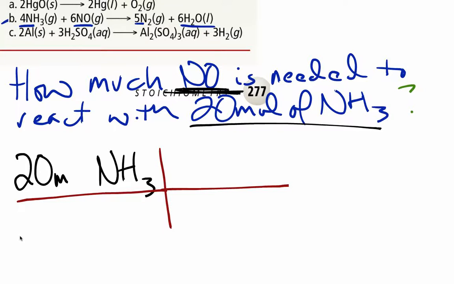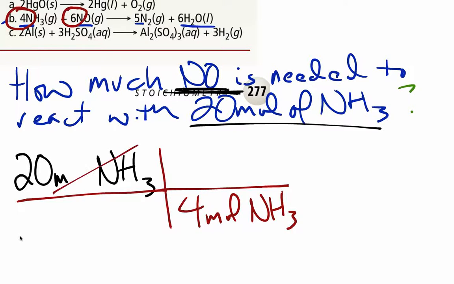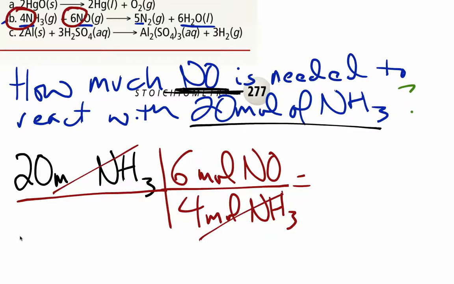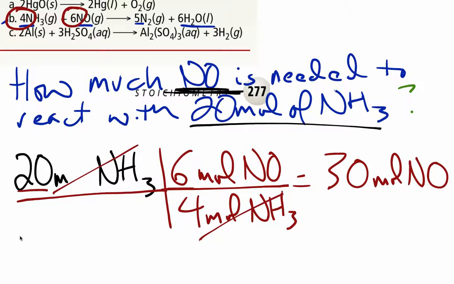Now, what is the mole ratio between these? Well, 4 of these are going to react with 6 of these. So I'm going to put the 4 on the bottom because that's the amount tied to my ammonia. That will cancel out my ammonia amount, and that's going to react with 6 moles of nitrogen monoxide. So if I have 20 moles of ammonia, let's go through these numbers: 20 times 6, 120, divided by 4, we're going to get 30 moles of nitrogen monoxide. And at first, that's all we're going to be wanting to do.